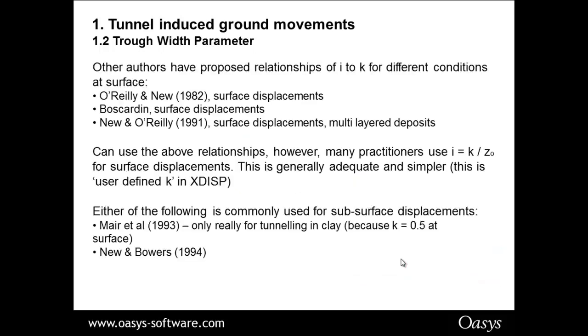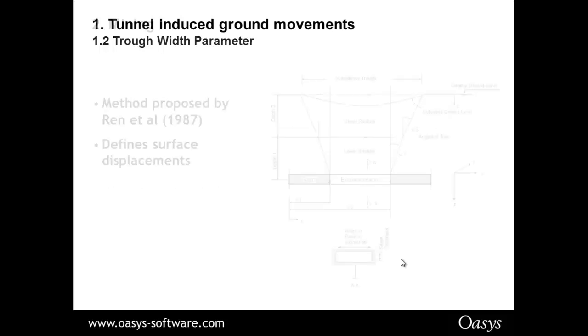In terms of the trough width parameter, there are a number of relationships proposed. We've got i equals K times z0, which is often used. So you can use, for example, the O'Reilly and New and Boscawen relationships for surface displacements, and they're available directly within Xdisp. And if you want to consider subsurface displacements, Mair, Taylor and Bracegirdle, and New and Bowers are also available. All of this is shown in a lot of detail in the manual, so I suggest you have a look at it before deciding what you use.